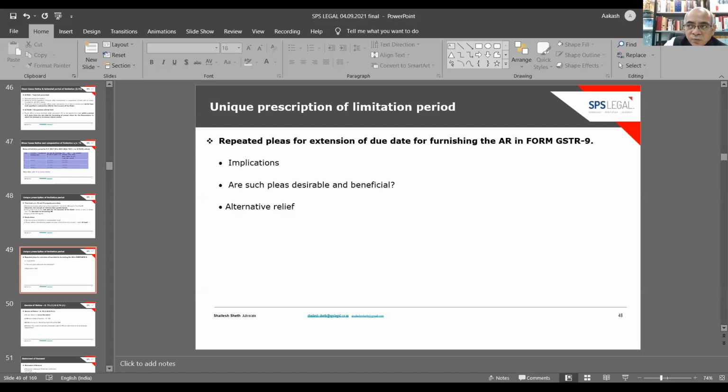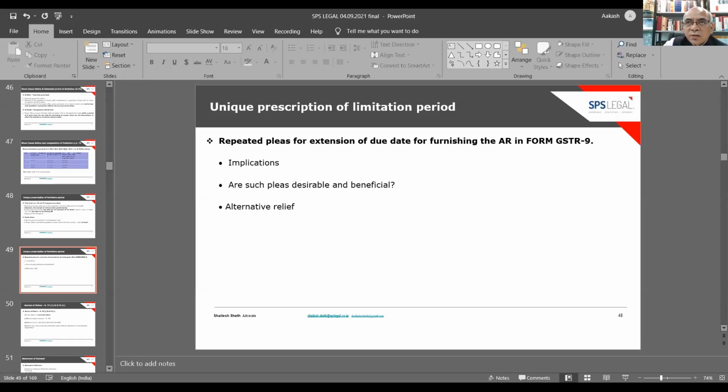While seeking the extension for filing the GSTR 9, due normally to technical glitches, and now in the last 2 years because of the COVID-induced situation, I'm not against the justification. Why are we seeking the extension of the due date for furnishing the GSTR 9? Why can't we say that you do not extend the due date for furnishing the annual return, but you waive the late fee and penalty by prescribing a particular date by which, if the AR is filed, your due date remains the same, but your late fee and penalty is waived?